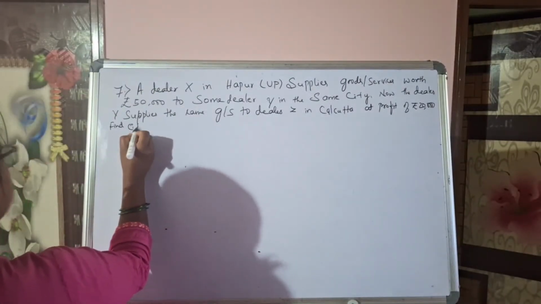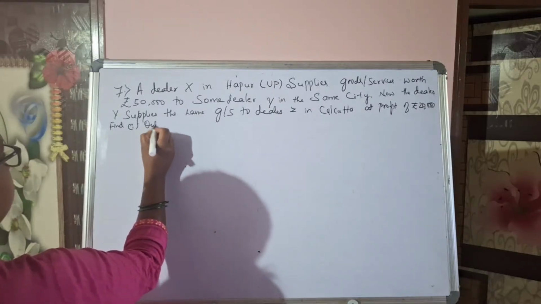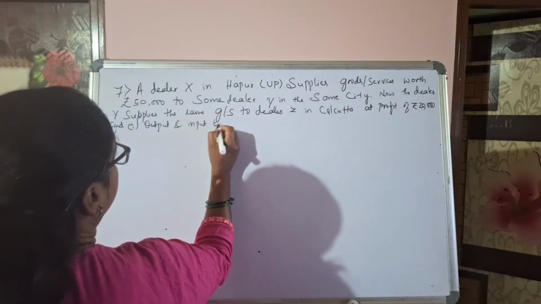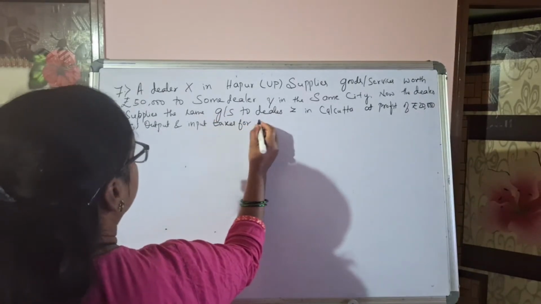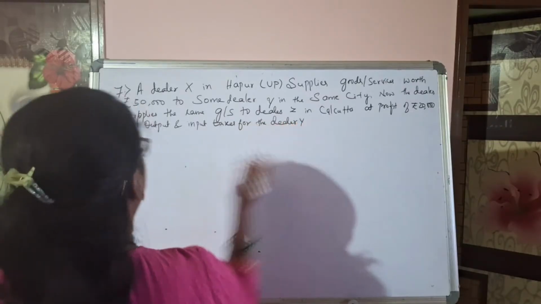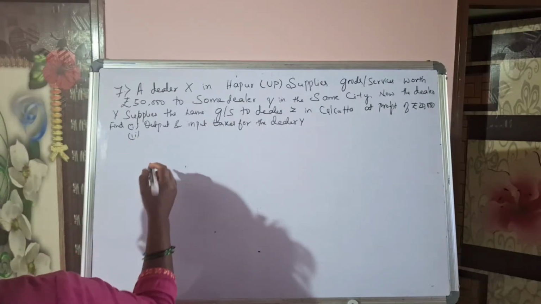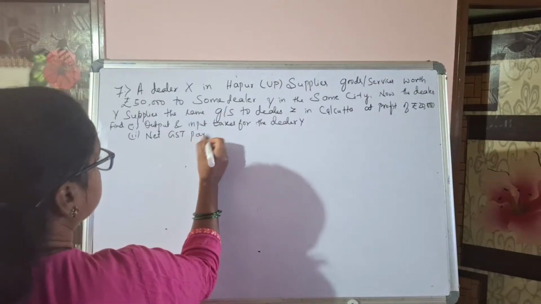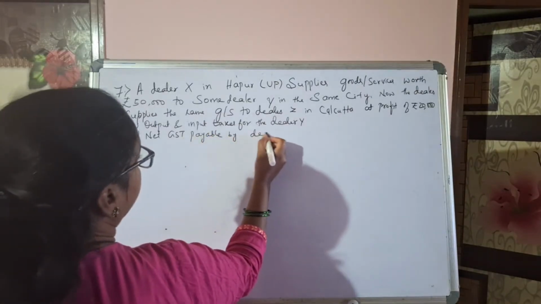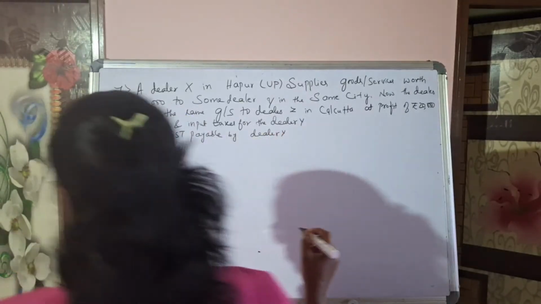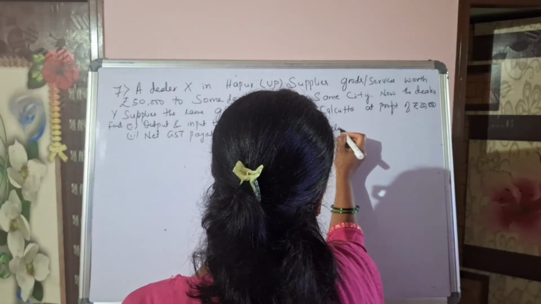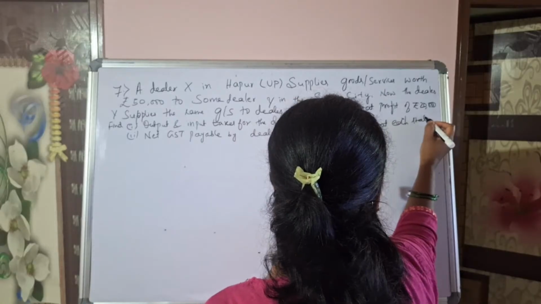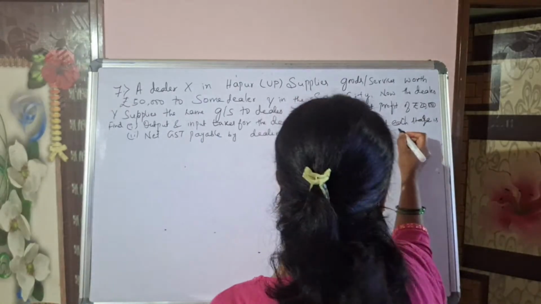Find output and input taxes for the dealer Y, and the net GST payable by dealer Y. The rate of GST at each stage is 28%.